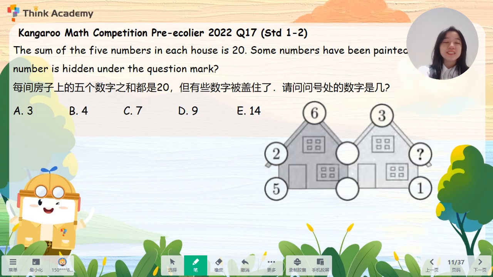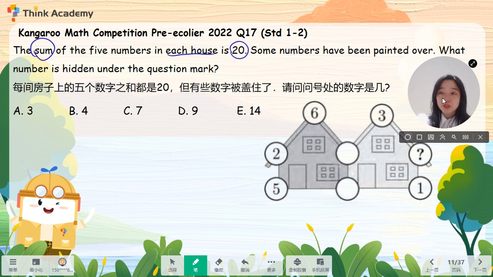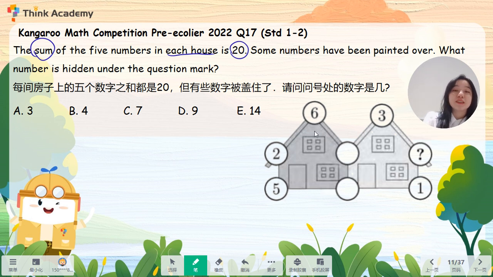As you can see, these numbers have been put on a house. The sum of 5 numbers in each house is 20, and some numbers have been painted over. So what number is hidden under the question mark? Let's find the question mark first. But actually, as you can see, we don't know what the number is.